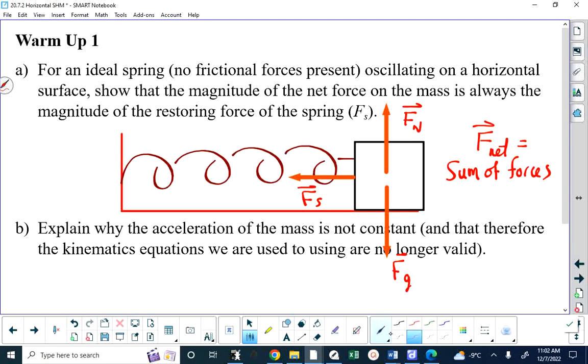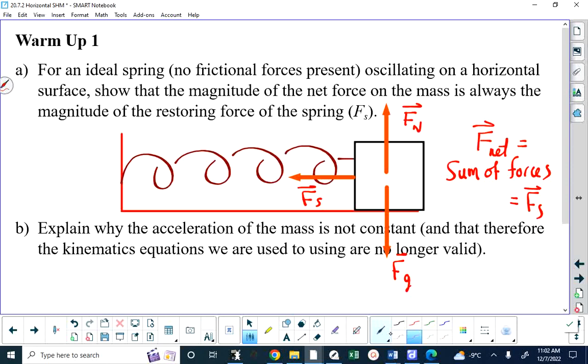Because yesterday, when I had the vertical spring and the mass bouncing up and down, the net force acting on the mass at any point in time involves the force that the spring is exerting and the force of gravity. And that gets too complicated to analyze in terms of energy. It gets very easy to analyze in terms of period. So this is equal to F sub s, the force that the spring acts on the mass with.